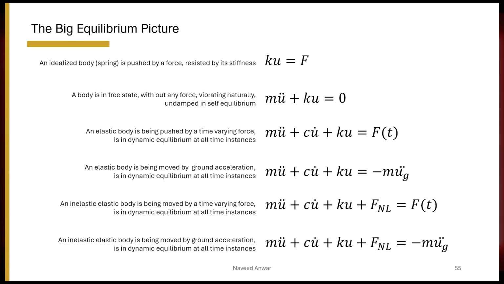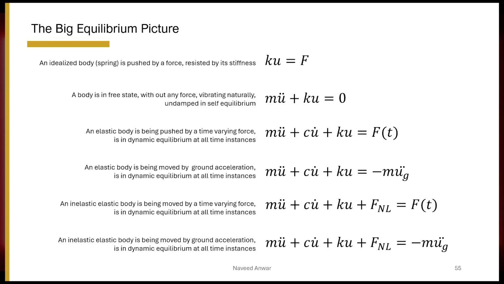Okay, so second one is saying that the body is in free state without any force, vibrating naturally, undamped in self-equilibrium. That's what this equation is saying. There's no force, but it's still moving. It's in self-equilibrium because there's no force. And it's naturally moving, undamped.